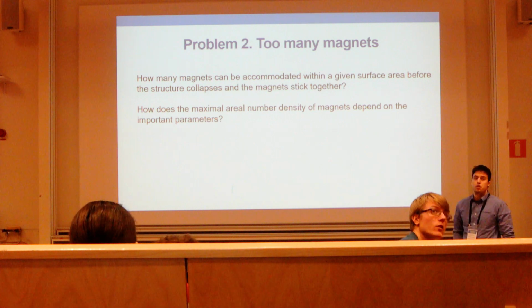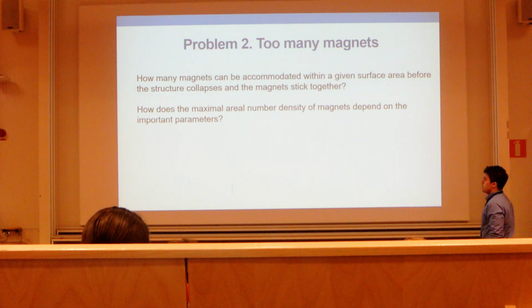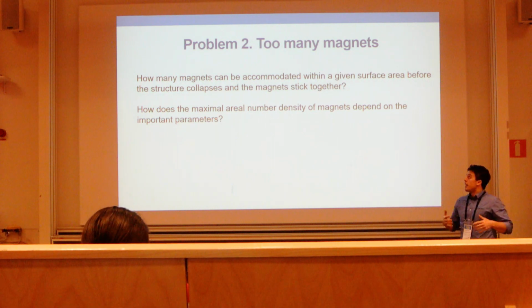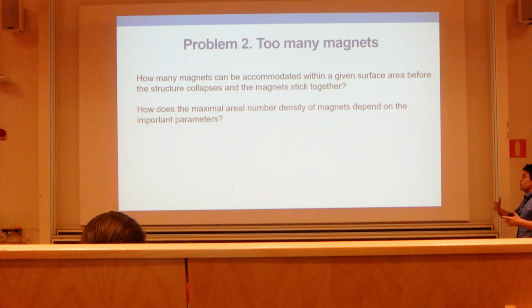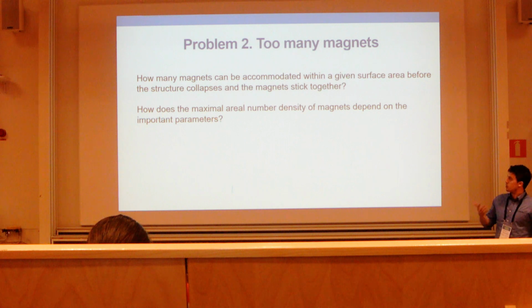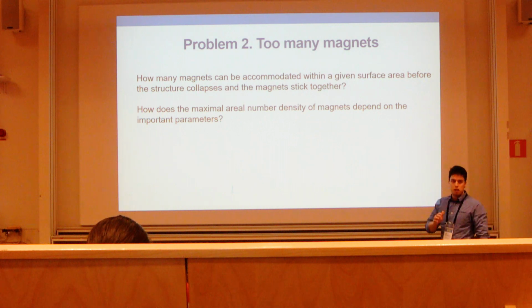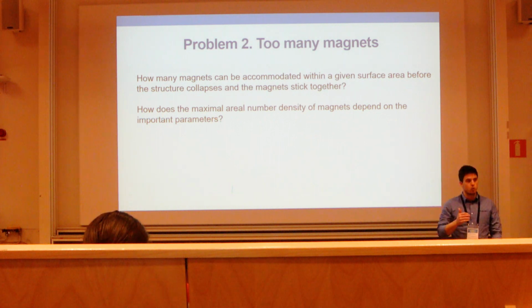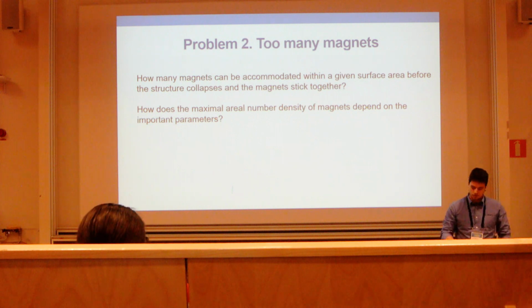Solving problem number 2, many magnets. The problem states: how many magnets can be accommodated within a given surface area before the structure collapses and the magnets stick together? How does the maximum areal number density of the magnets depend on the parameters?